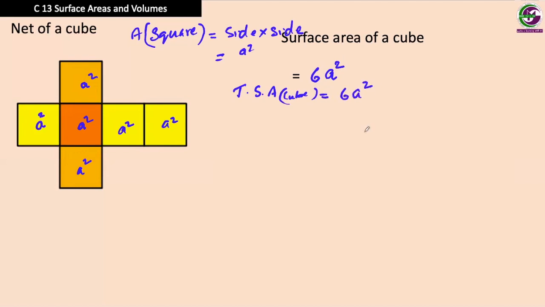Now, what about lateral surface area? We discussed lateral surface area means top and bottom will not be considered. So we have 4 faces. So it will be 4a square. Lateral surface area of a cube is 4a square.